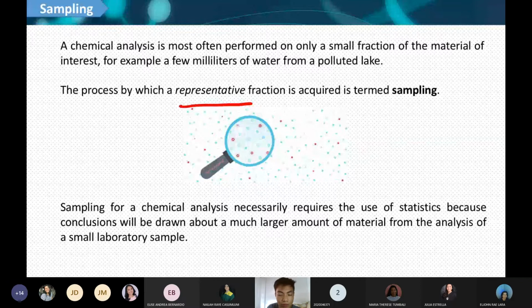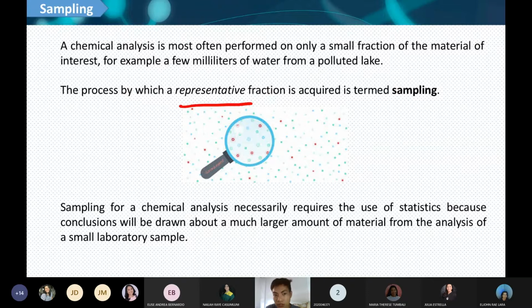Again, when you take 1 liter of solution, let's say from the river, not all of it is analyzed. We only get a few amounts from that sample. We call that the representative, because whatever your measurement is for that small amount of sample, it must be true for the entire sample and the entire population. It must represent the total amounts of solute in your solution.